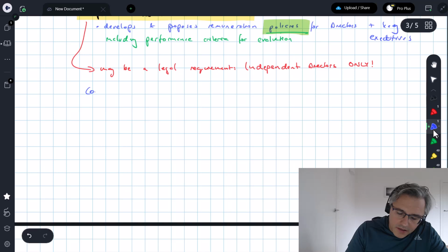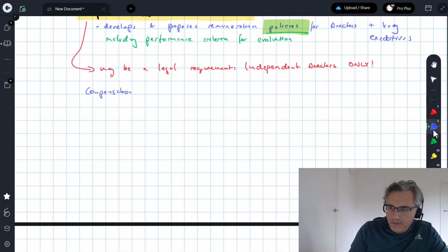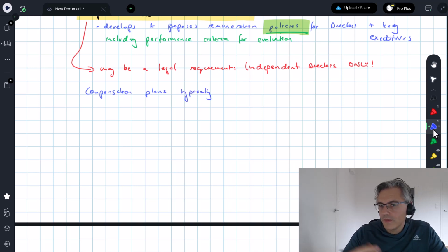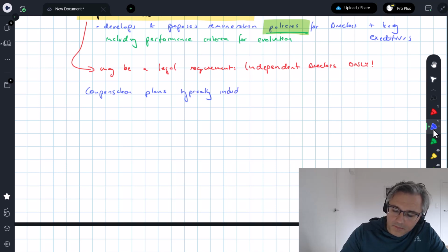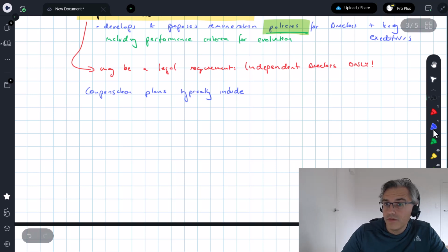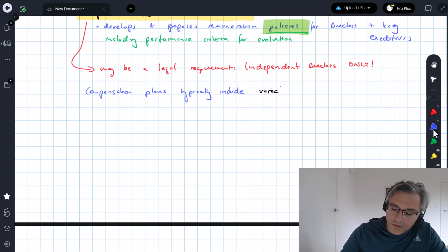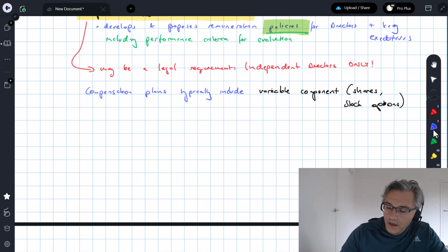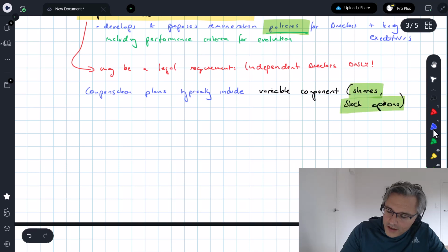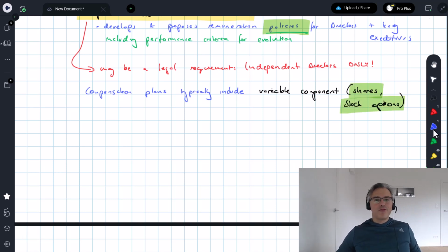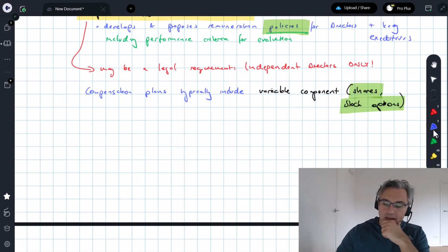Now, as you will appreciate, compensation policies and compensation plans, especially for the directors and the top executives, typically include an element of variable pay, a variable component. This is typically granted as shares or stock options. And of course, this element, the shares given and the stock options, are going to be related to share price performance. Hence the variability here, because it's not a fixed amount of cash that you receive.